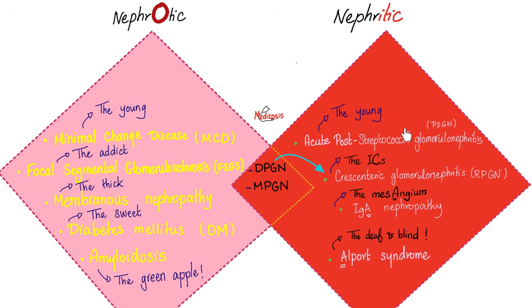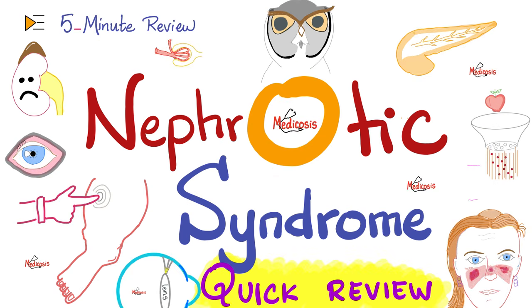Tell me about the 4 nephritic syndromes. Acute poststreptococcal glomerulonephritis. Some people call it post-infectious. Same thing. And then we have rapidly progressive glomerulonephritis, which is crescentic. Next, IgA nephropathy. Last, Alport syndrome. Let's talk about nephrotic syndrome.